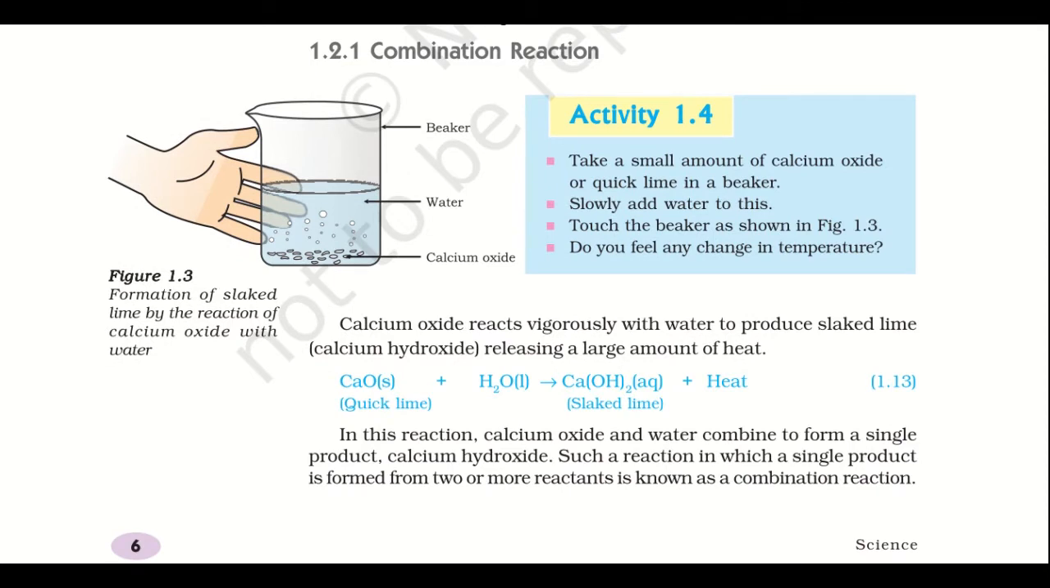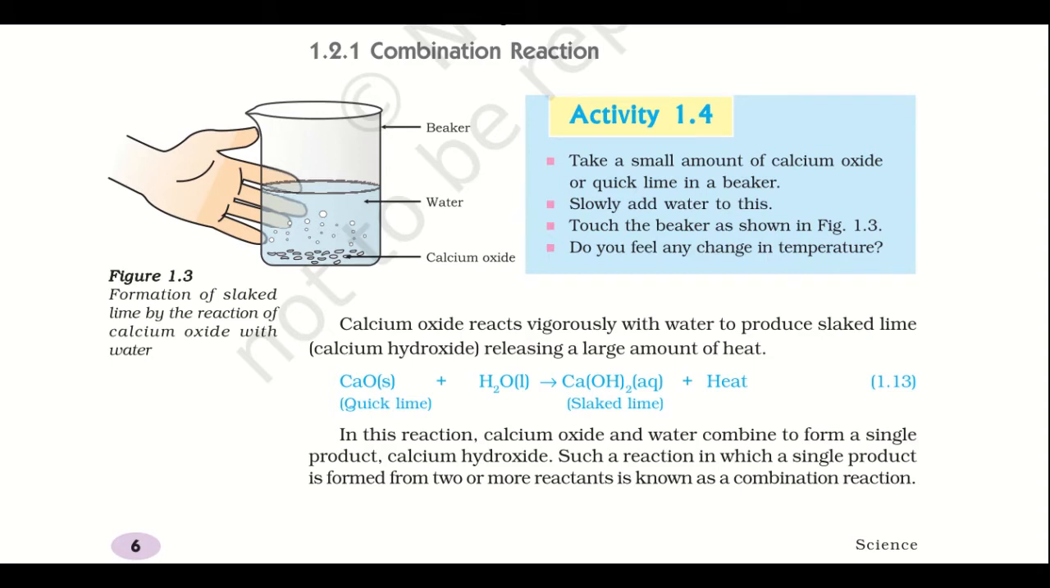Let's take a quick look at activity 1.4. Take a small amount of calcium oxide or quicklime in a beaker. Slowly add water to this. Touch the beaker as shown in figure 1.3. Do you feel any change in the temperature?